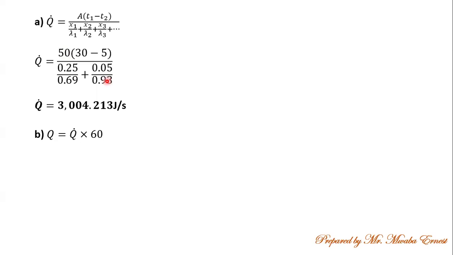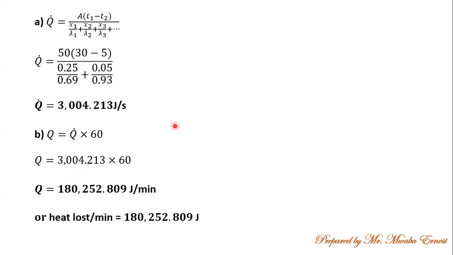B, we're looking for the heat lost in 1 minute. The heat lost per minute now comes out like this. Here, I'll multiply it by 60 because this is per second. Every minute has 60 seconds. So the answer I got, multiplied by 60, 3004.213 times 60. Then my answer is 180,252.809 joules per minute.